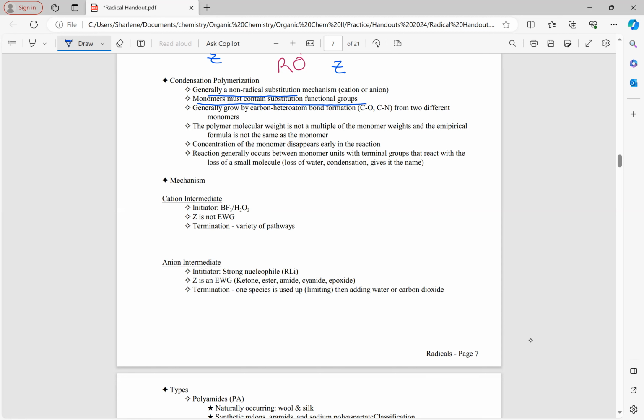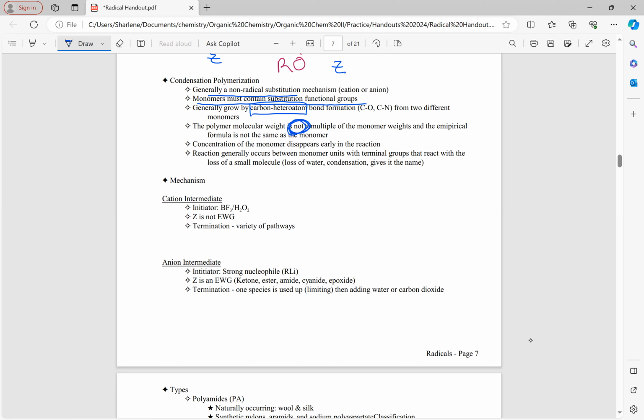All right, long time ago, we talked about the powers of each one of the functional groups. And when I go to the whiteboard, I will do a review of that. But the key is it has to do some kind of a substitution. It generally grows by, oh, here's another big difference, a carbon-heteroatom bond. Most of the time, carbon-oxygen or carbon-nitrogen. Okay. So there's technically two different types of monomers. The polymer molecular weight is not just a multiple of the monomer because we're combining two unique types together.